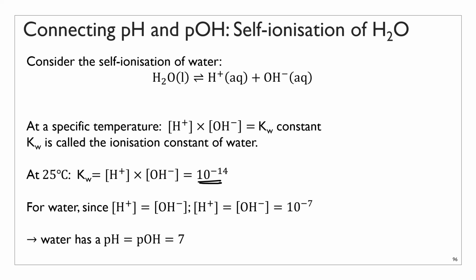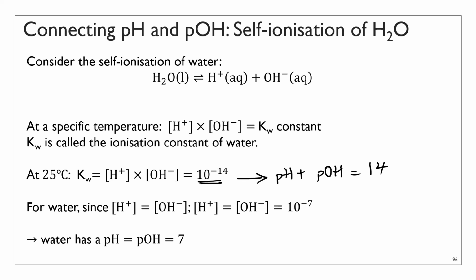Because for water the concentration of hydrogen ions equals the concentration of hydroxide ions, and they multiply together to 10 to the negative 14, each of them will equal 10 to the power of negative 7, which is another way of saying that the pH of water is 7. Another way of writing this is pH plus pOH equals 14. This is a direct consequence of the self-ionization of water.